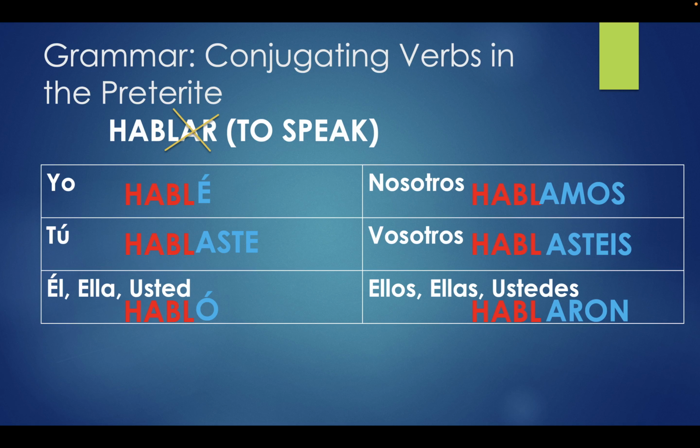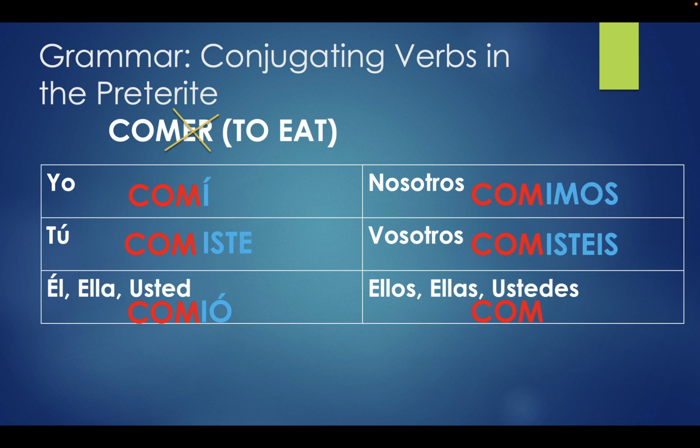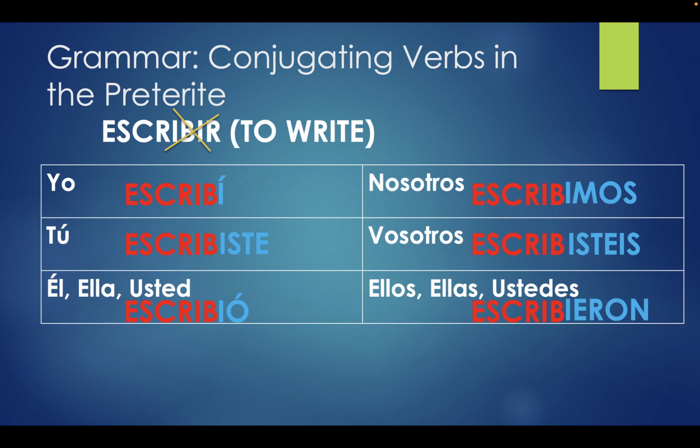We also did the same for ER and IR verbs, which share the same set of endings. We chopped off our ER, we carried on the COM, and this time we added: í, iste, ió, imos, isteis, and ieron. So I ate, you ate, he or she ate, we ate, y'all ate, and they ate, going all the way through. And of course, for IR verbs, these were the same: iste, ió, imos, isteis, and ieron.